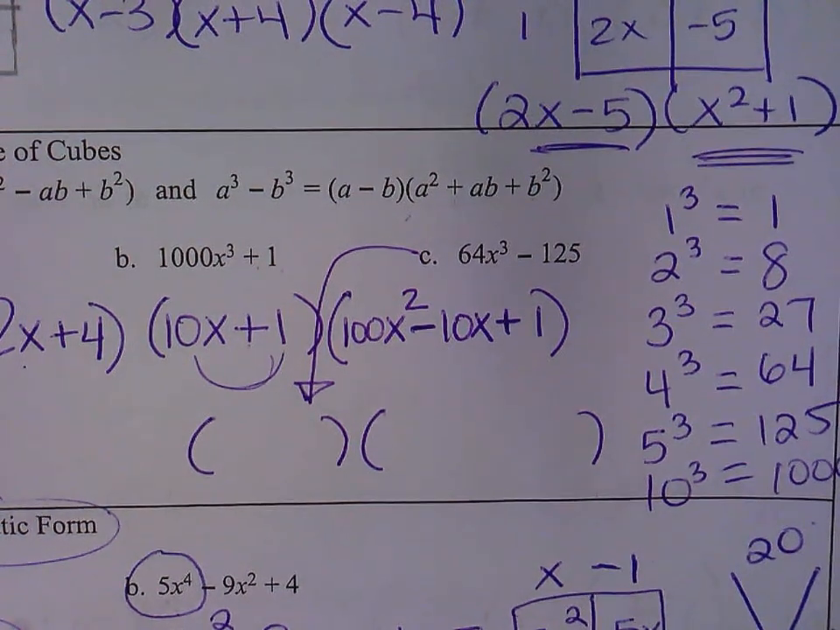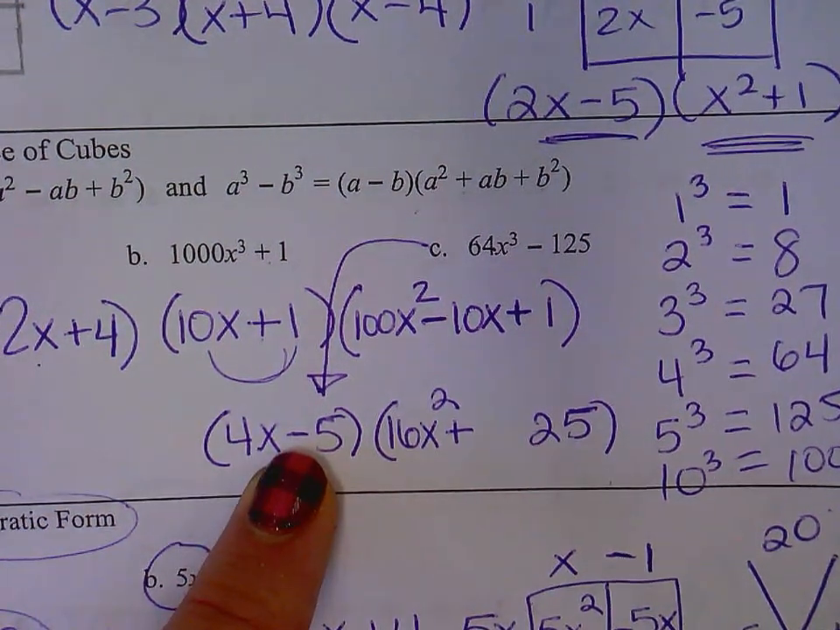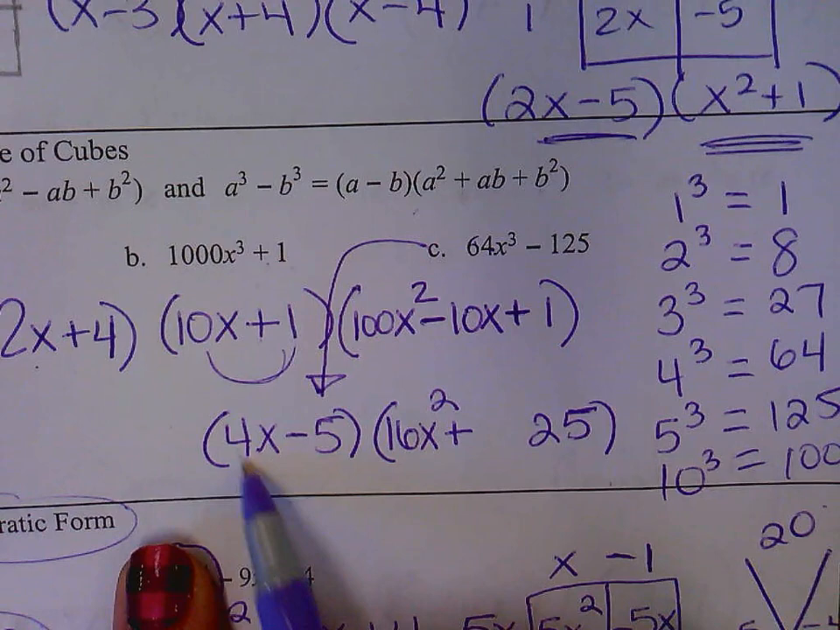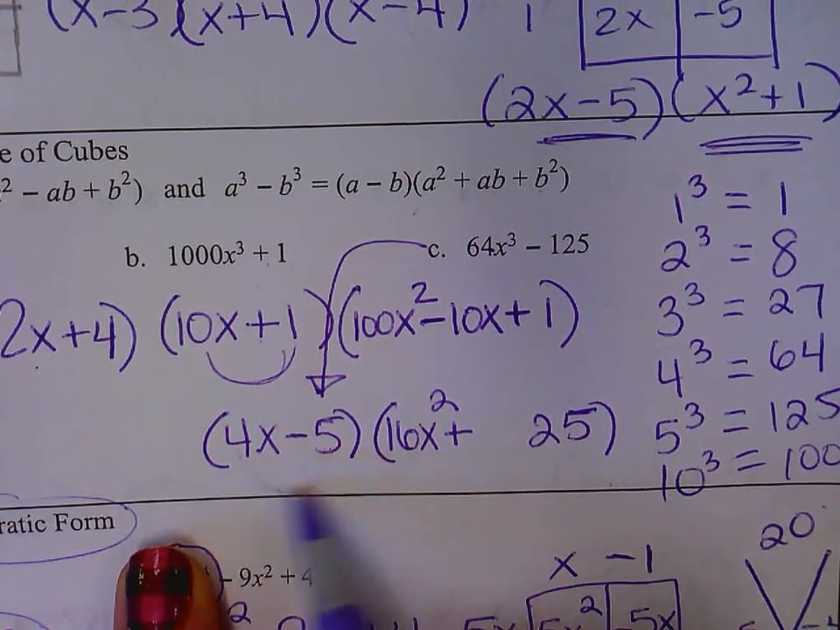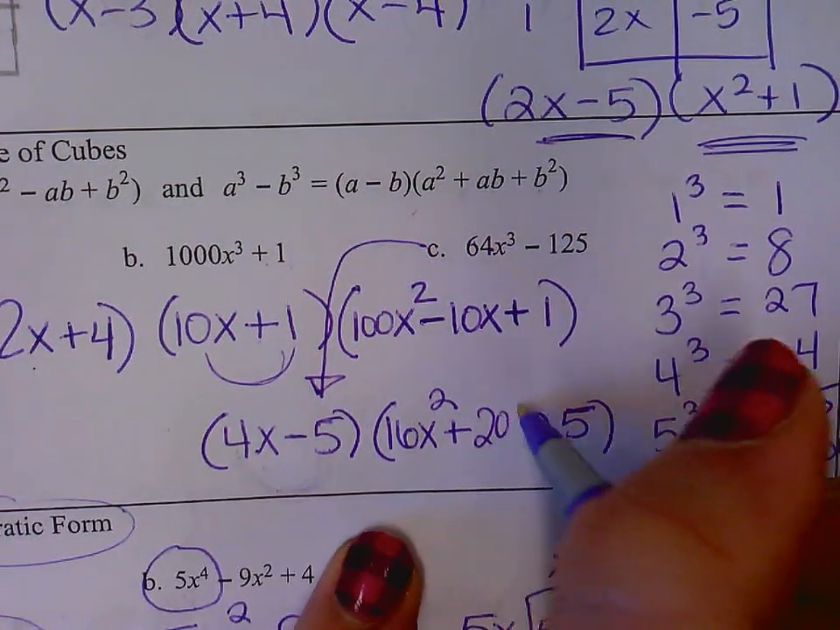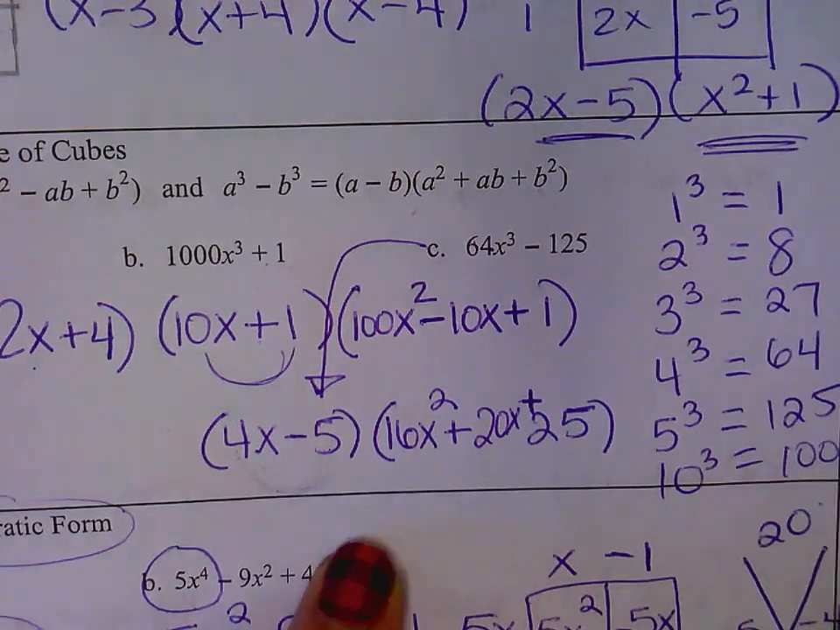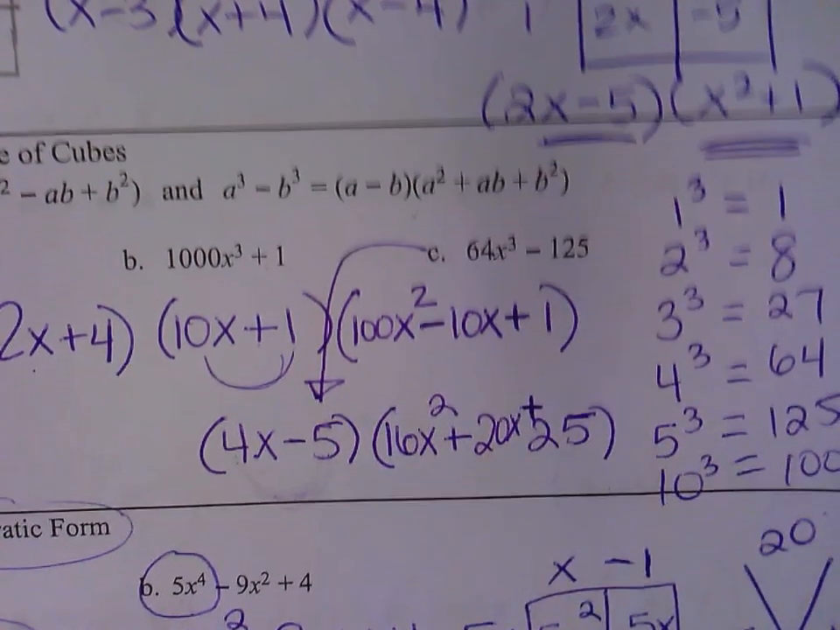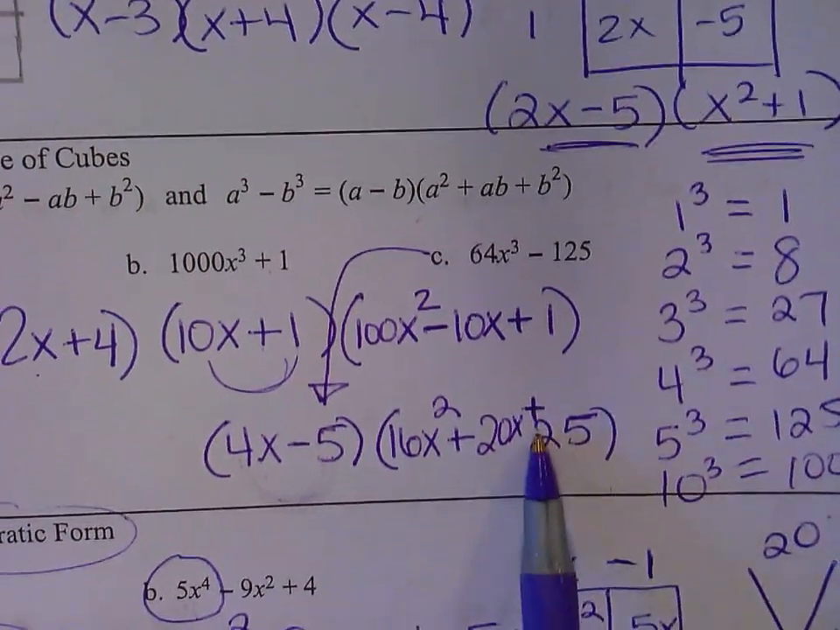I'll give you like one more. And then you just multiply these two terms together. So that would be 20x's. So plus 20x, and then it's plus 25. I kind of ran out of room. So there's always a plus sign at the end.